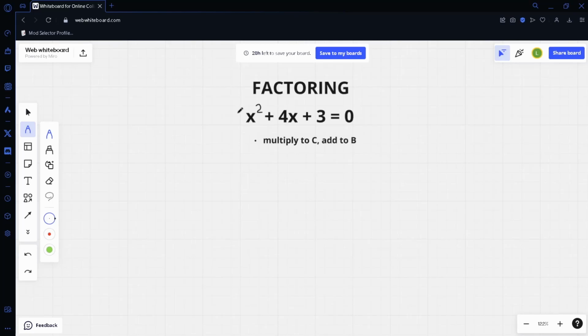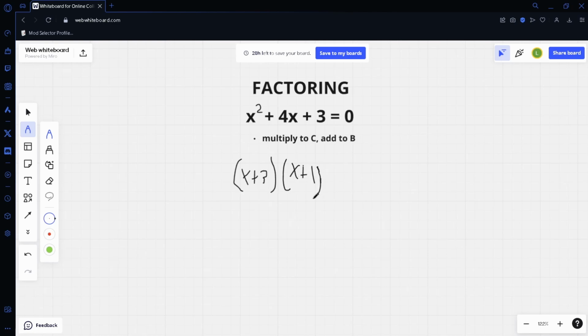Okay, first method, factoring. We have our equation here, x squared plus 4x plus 3 equals 0. When you factor, you want to find two numbers that add to the b term and multiply to the c term. So in this case, two numbers that multiply to 3 and add to 4. These numbers are going to be 3 and 1. So our binomials would be x plus 3 and x plus 1.